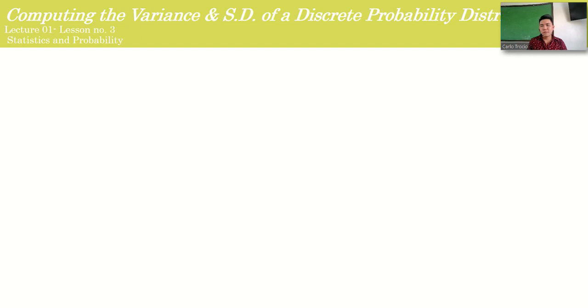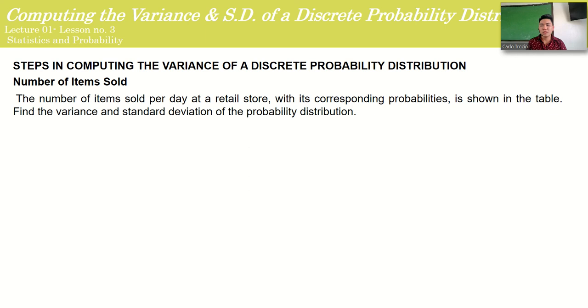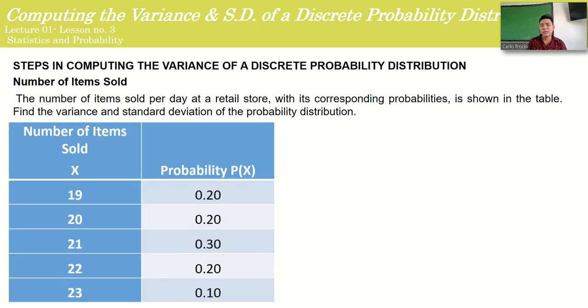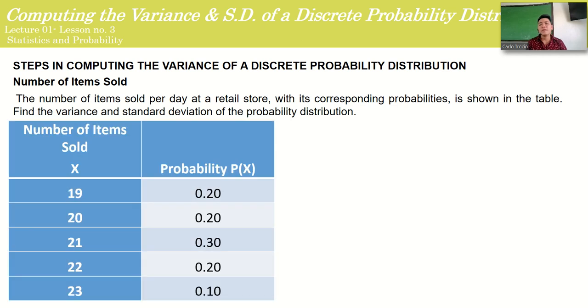Next, variance and standard deviation of a discrete probability distribution. We are going to find now the variance and standard deviation. So listen carefully to the steps. Let us have another example here. The number of items sold per day at a retail store with its corresponding probabilities is shown in the table. We are asked to find the variance and standard deviation of the probability distribution.